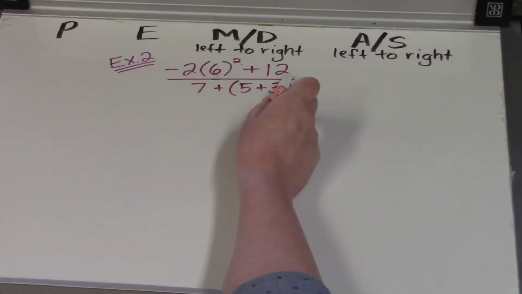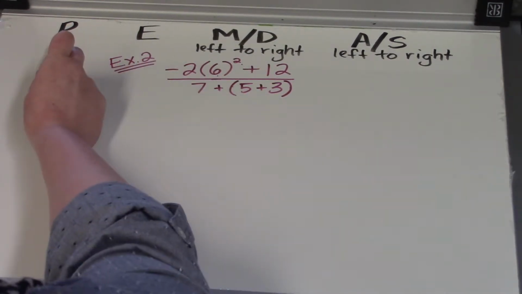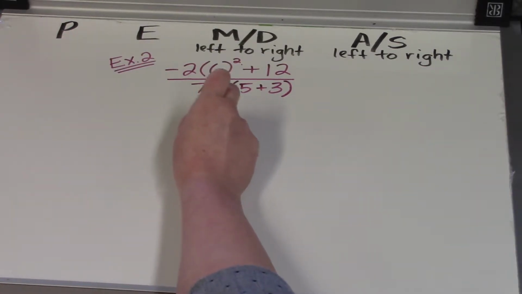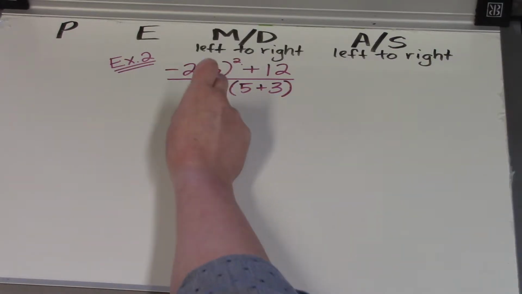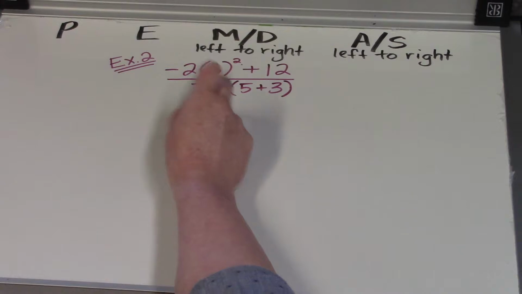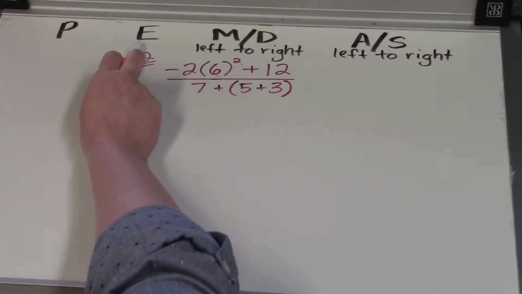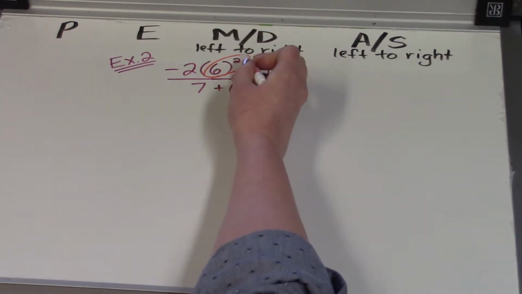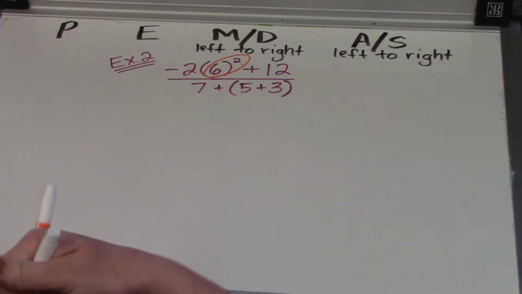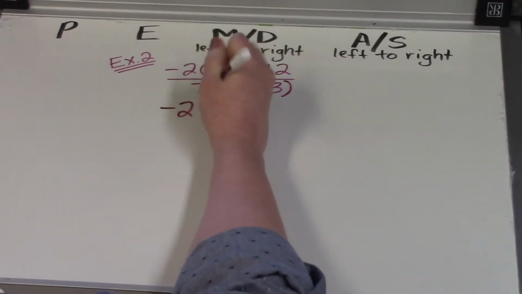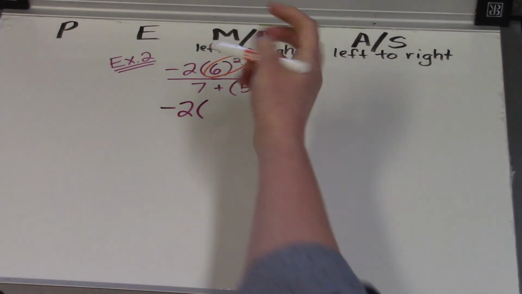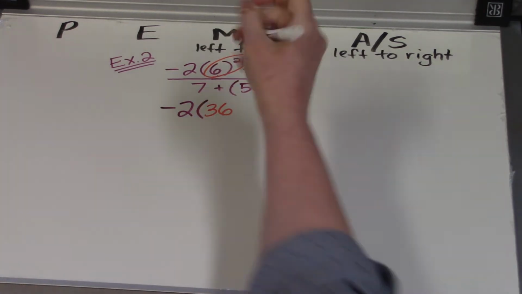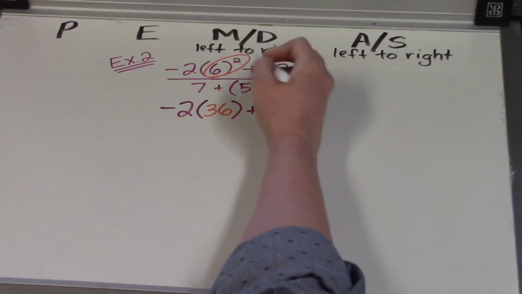So if you look at the numerator right now, the first thing that we would start with is parentheses. However, if you look at the parentheses, we don't have anything in this set of parentheses except a 6. So there's nothing for us to simplify in the parentheses right now. The next step of order of operations is to simplify exponents, which we see that we have 6 being raised to the second power. So if I simplify that, I have -2 times 6 to the second power would be 6 times 6, which is 36. And then I still have the plus 12 at the end.